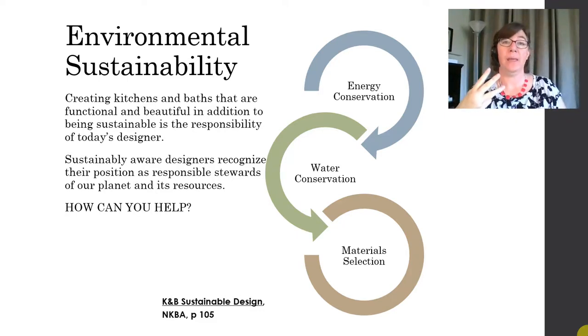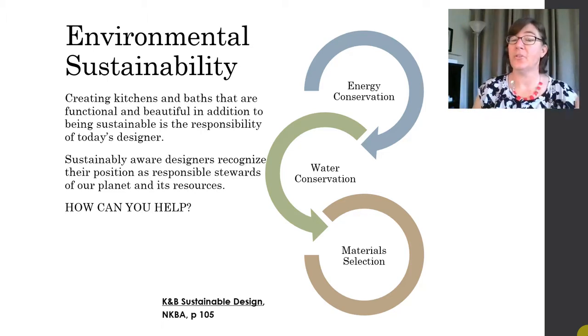There's three major ways. One is energy conservation, which is mainly associated with the appliances that we choose. One is water conservation, again, mainly associated with the fixtures that we select. And the third portion, which is what we're going to focus in on today, is your materials selections.